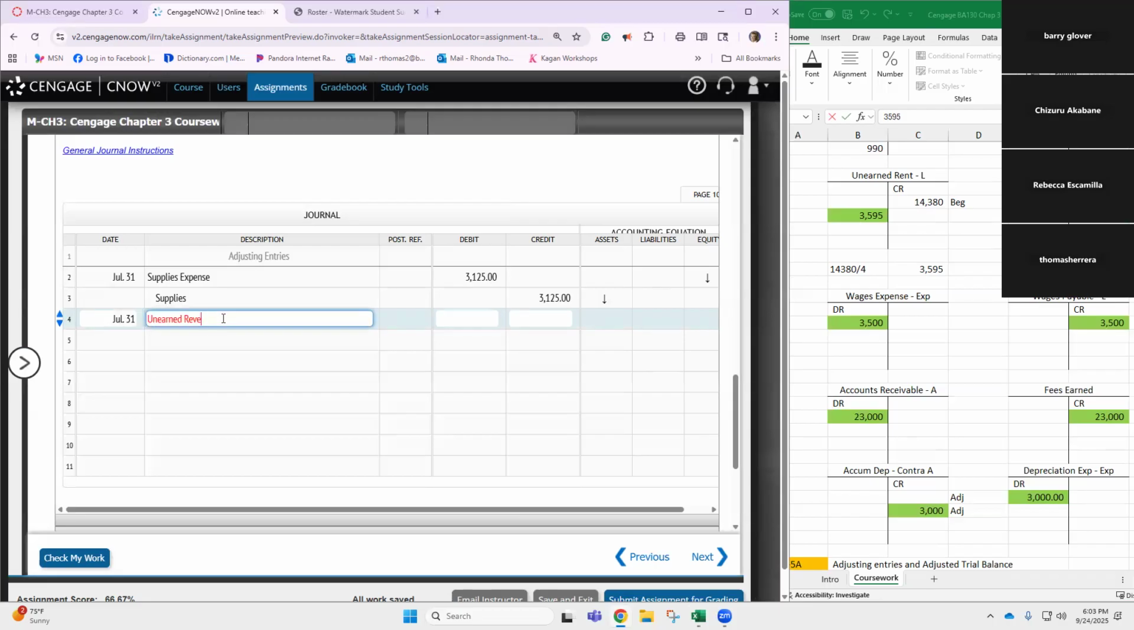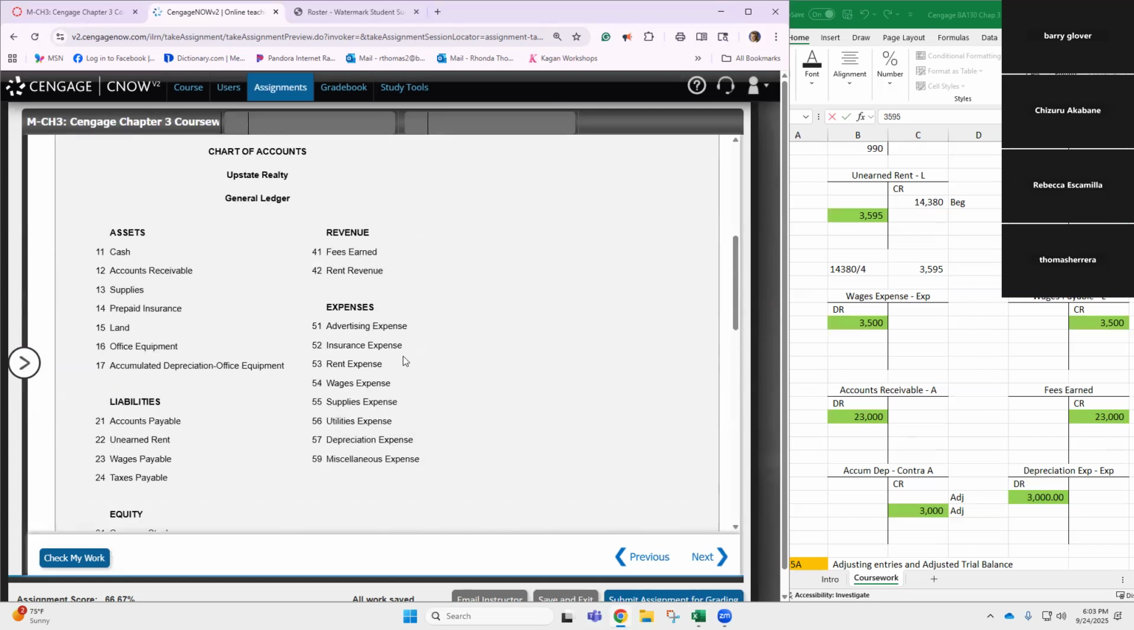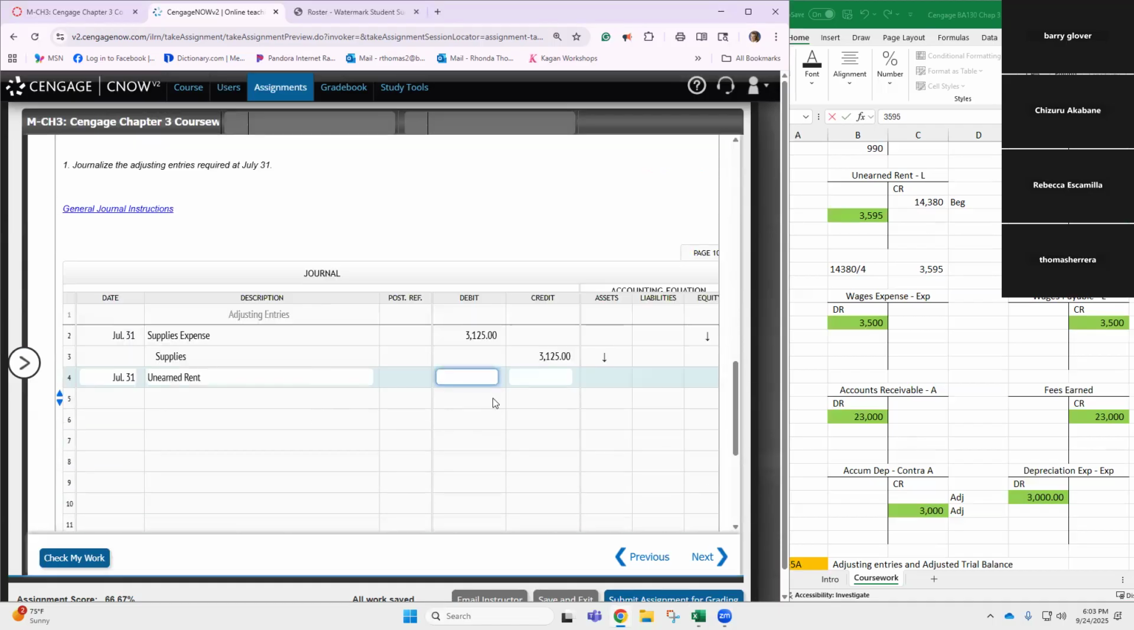Unearned rent. I've got to make sure I'm using the right account, and it shows your chart of accounts right here. If you have any question of what an account is called, you can always scroll up and get the name of it up here. So here we go. Our second adjusting entry is recognizing, or lowering the liability of, unearned rent and recognizing 1 month's worth. So rent revenue gets the credit for 35.95. Okay, so that is this one.